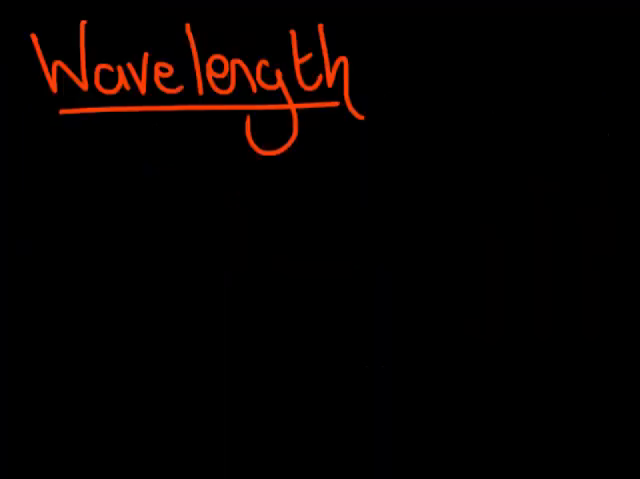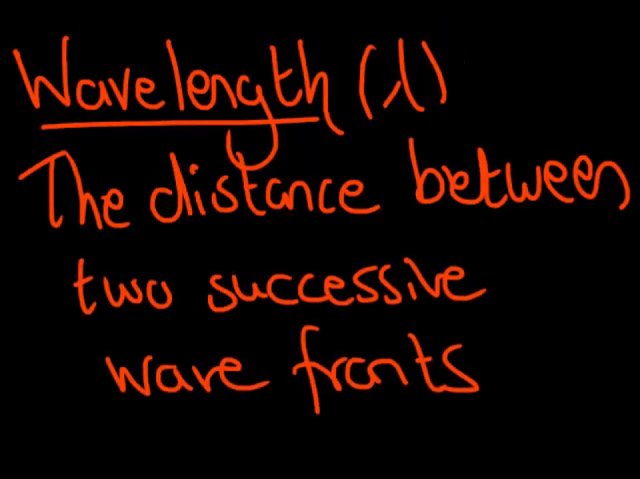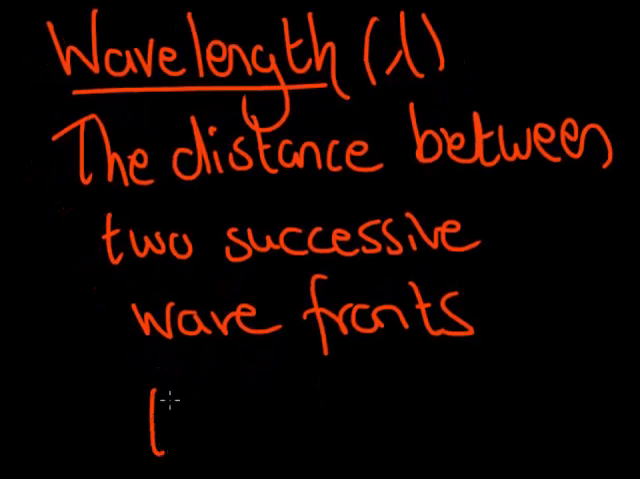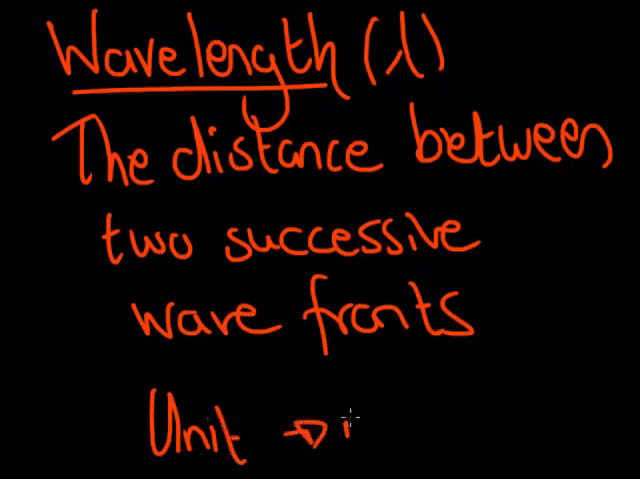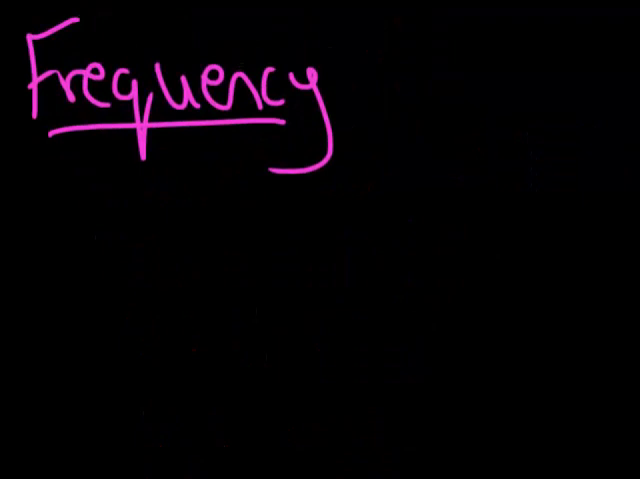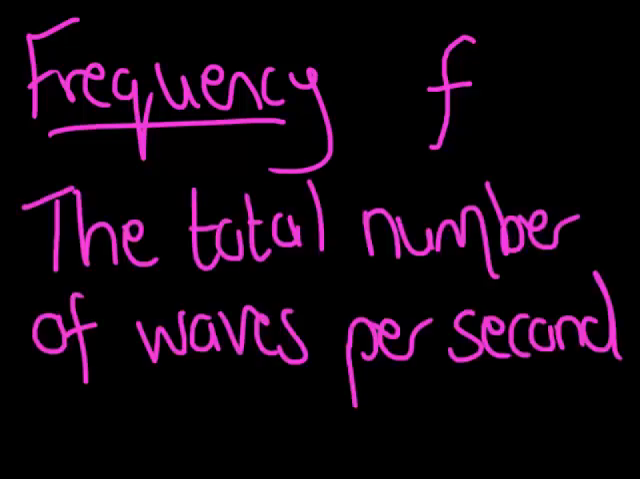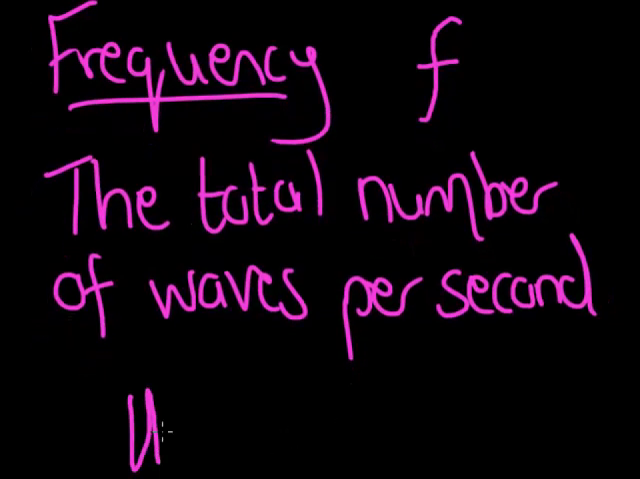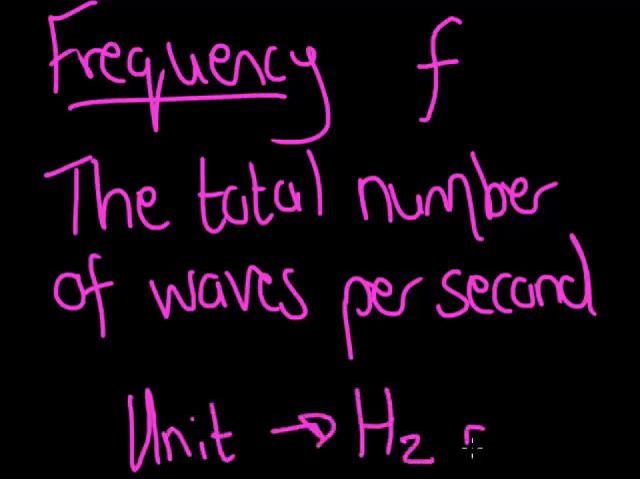Now we have spoken about wavelengths, but just to define them again, remember wavelength is seen as the Greek symbol lambda, and it is known as the distance between two successive wave fronts, and we measure this always in meters. Now we will also be referring to frequency again. Frequency has a symbol of a small letter f, and it is known as the total number of waves per second, and the unit in which we're going to be measuring frequency is known as hertz, or it can also be seen as per second.